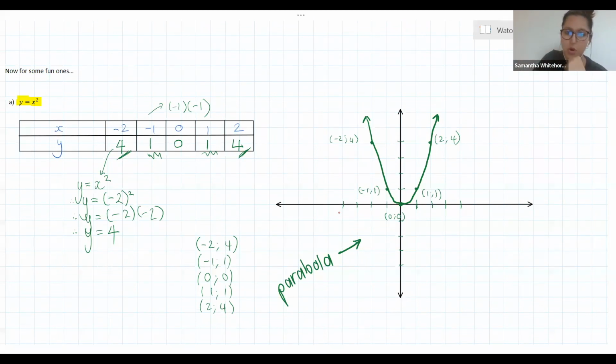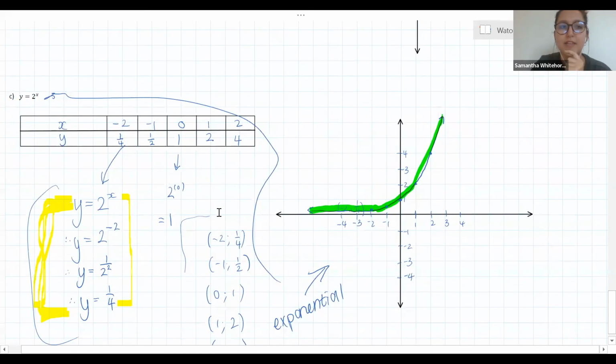Because a lot of people were asking, do we always draw straight lines? The answer is no. So we can get graphs that are curves. This is called a parabola, and it's sort of like a cup shape. We notice that this happens when we get a squared on our x. And we also spoke about a graph that is exponential.